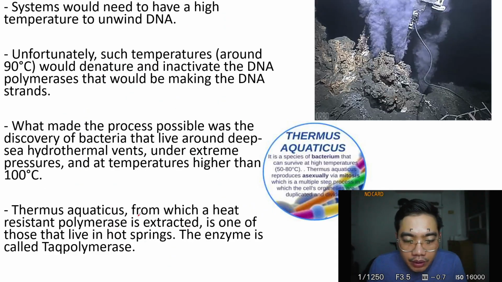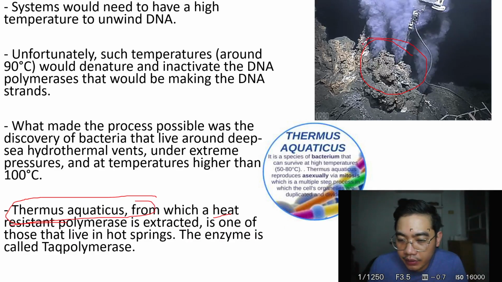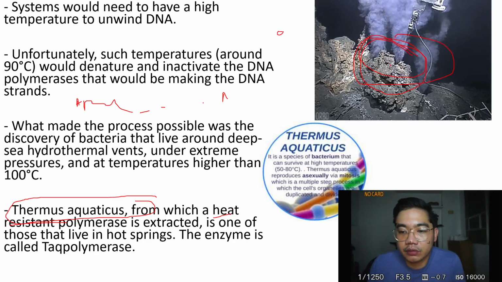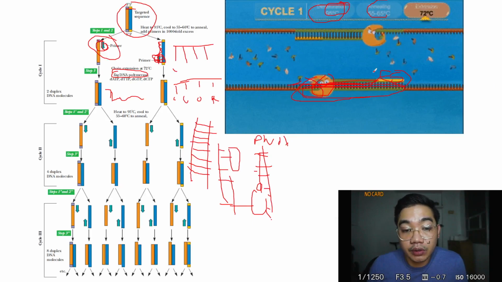Your Thermus aquaticus is where your heat-resistant polymerase is extracted. It lives in thermal vents, hydrothermal vents. It is believed that life actually started in hydrothermal vents, no? So it's one of your archaeobacteria. It's really old, and it lives in very hot places. That's why its DNA polymerase is quite resilient to heat.